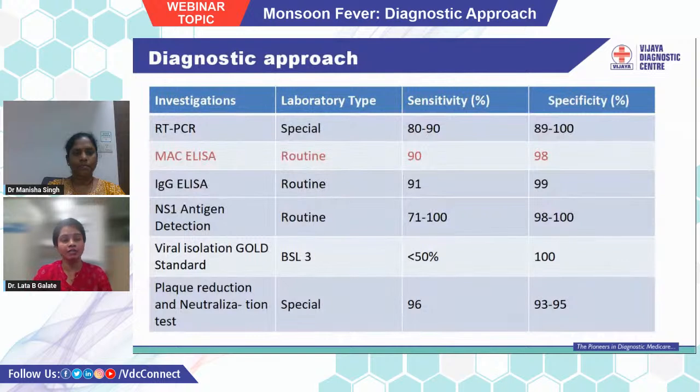For the diagnostic approach, one can avail of this investigation set. The most common routine advised test is the rapid test, followed by MAC ELISA, which is the most confirmatory method with 90% sensitivity and 98% specificity. RT-PCR is also available with 90% sensitivity at max and 100% specificity. RT-PCR also helps us to differentiate the serotype circulating in that particular geographical area.